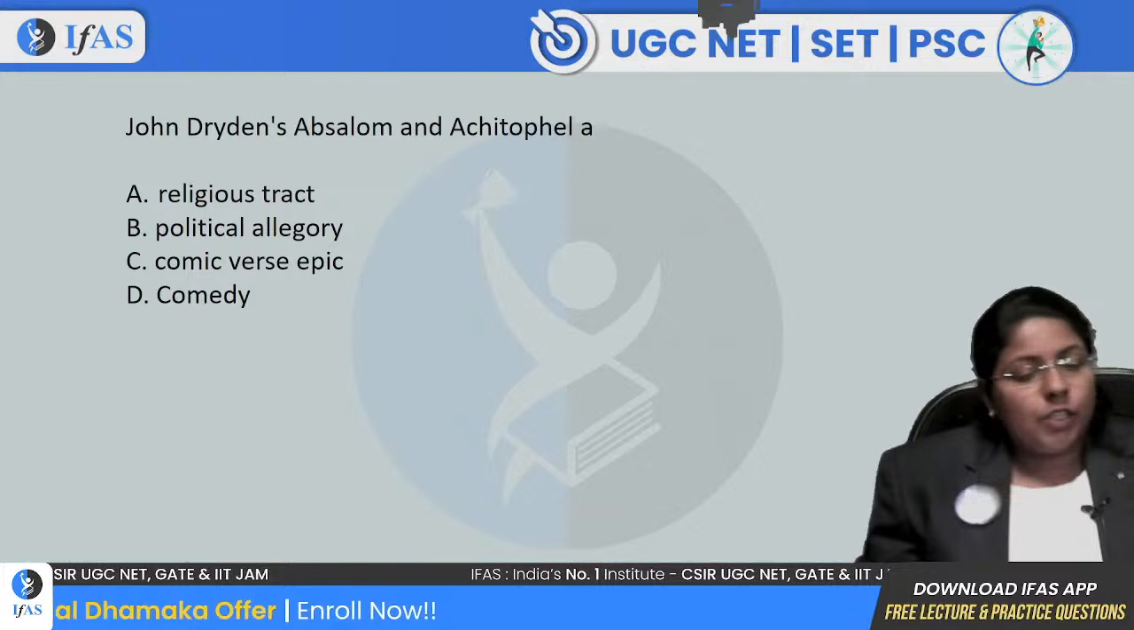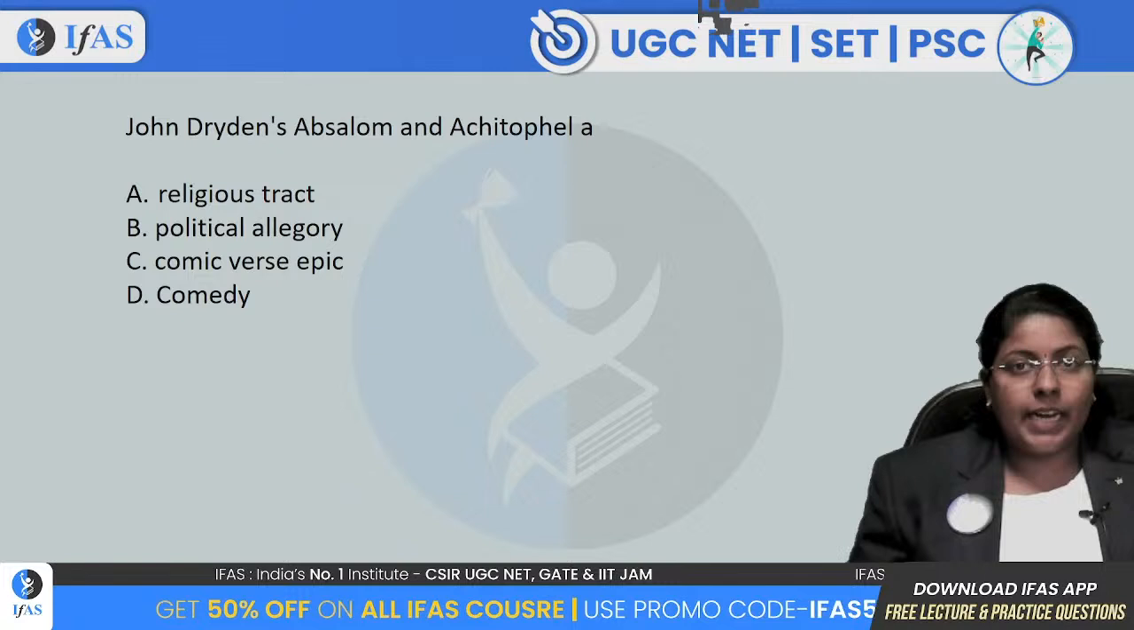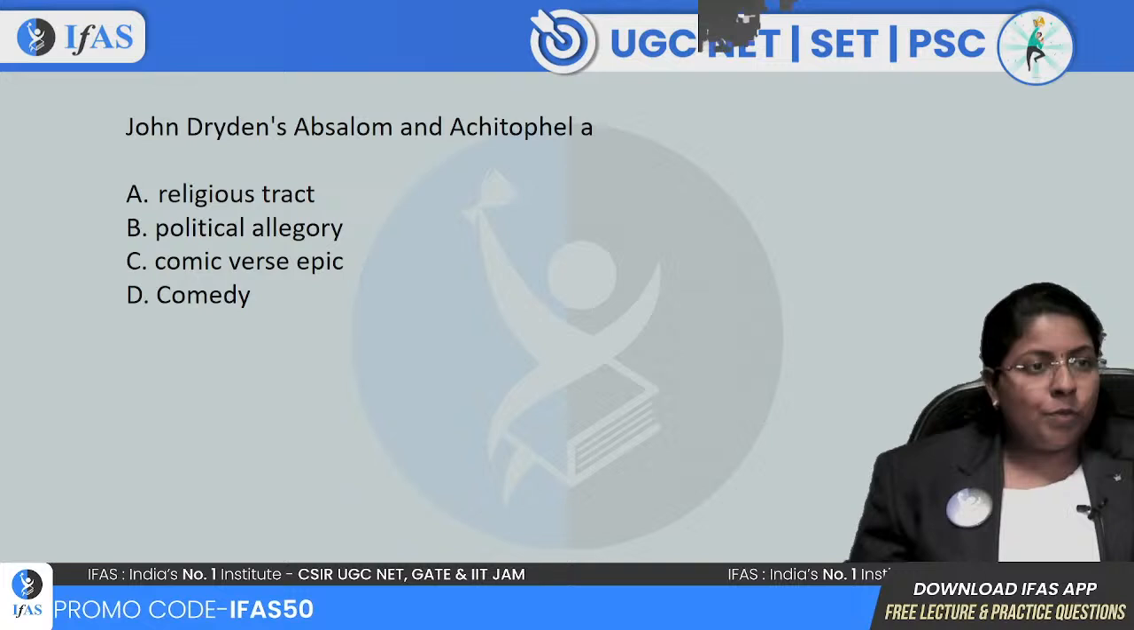So, moving towards the next question. John Dryden's Absalom and Achitophel is what? Is it a religious tract, or a political allegory, or a comic verse epic, or a comedy? Option B is the right answer.